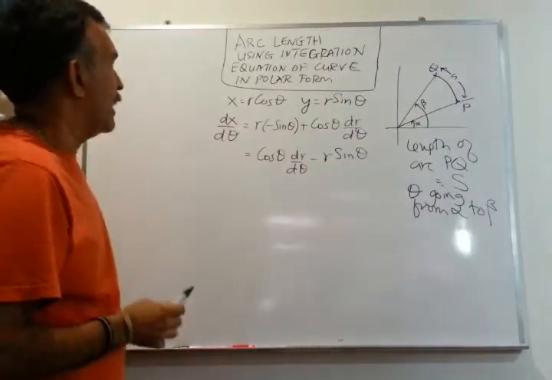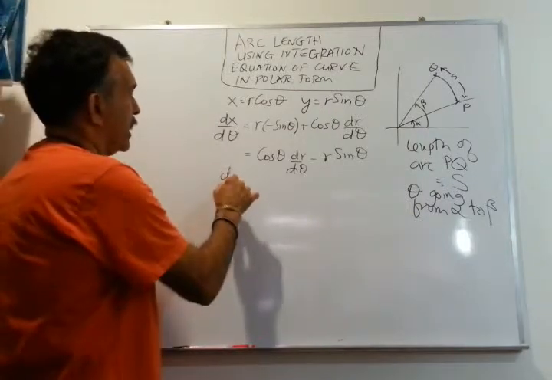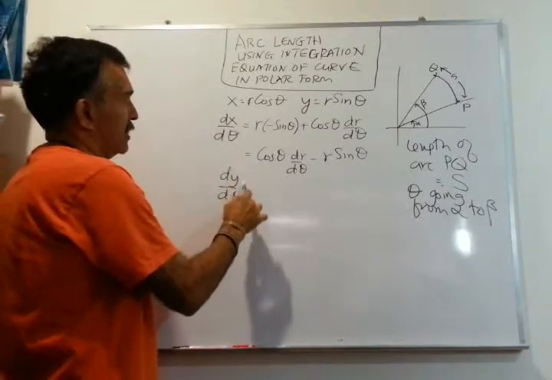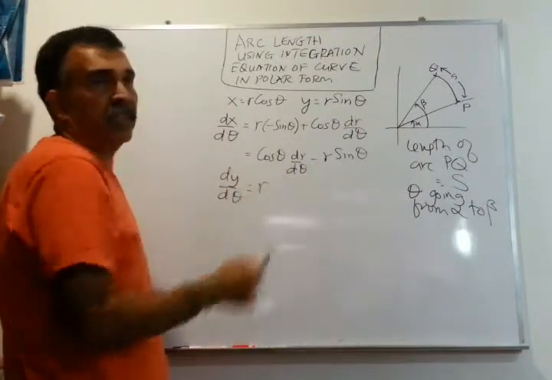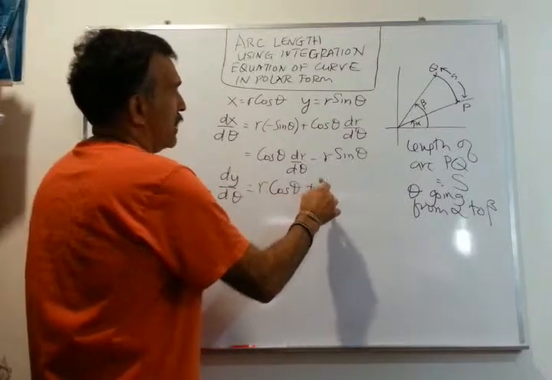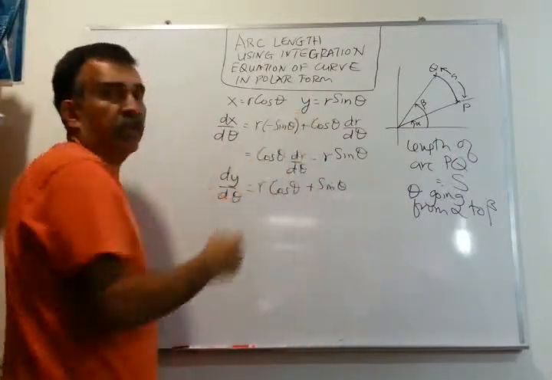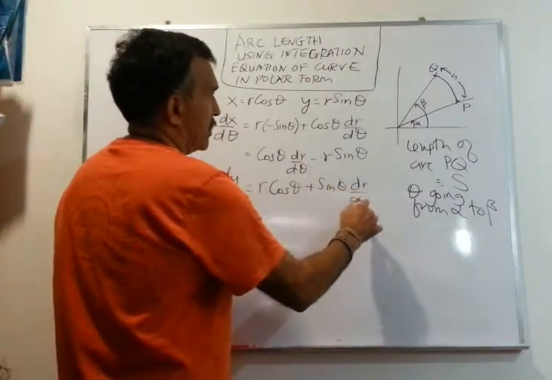Next, let's deal with dy d theta. Do the same thing. Write down the first term, r. Differentiate sine theta with respect to theta, and you will get cos theta. And then write down sine theta, and you differentiate r with respect to theta, which you can write as dr d theta.